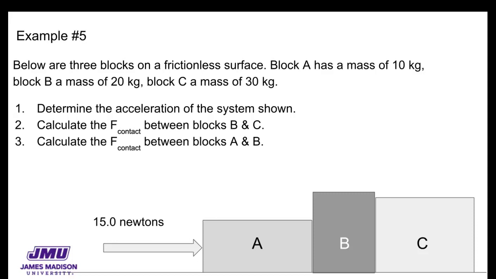The force of gravity is pulling down on each of these, and they're resting on a surface, so a normal force is pushing up on each of these, and the only force that's going to accelerate any of them is that 15 newtons. But that 15 newtons is only acting on block A. So the question of how you could possibly determine the acceleration of B and C is a little difficult to analyze with the type of analysis we've been doing up till now.